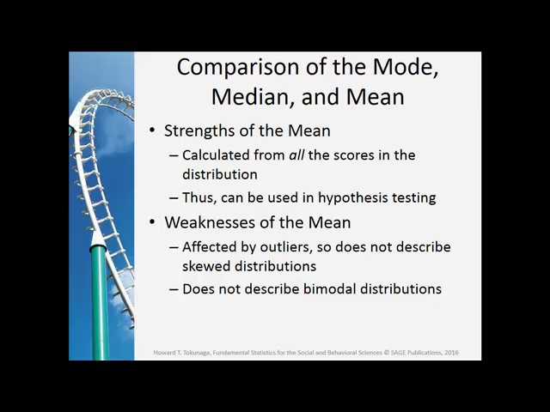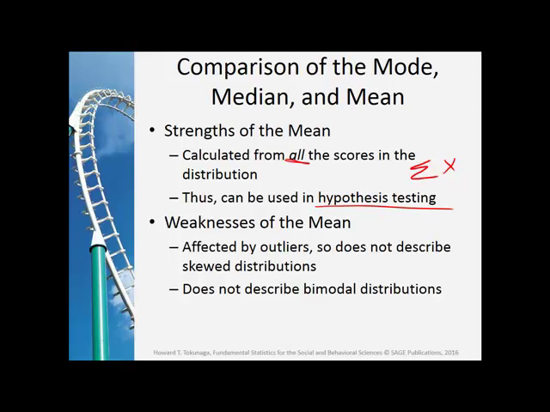So the mean is the one that we're probably going to go with. The mean is great because it's calculated from all of the scores, right? That's sum of x. Every single score in the distribution is going to contribute equally towards the calculation of the mean. So Shaq's foot is going to be incorporated in there. As a result, because it includes all of the data, we can use it in hypothesis testing, which is what we're here for.